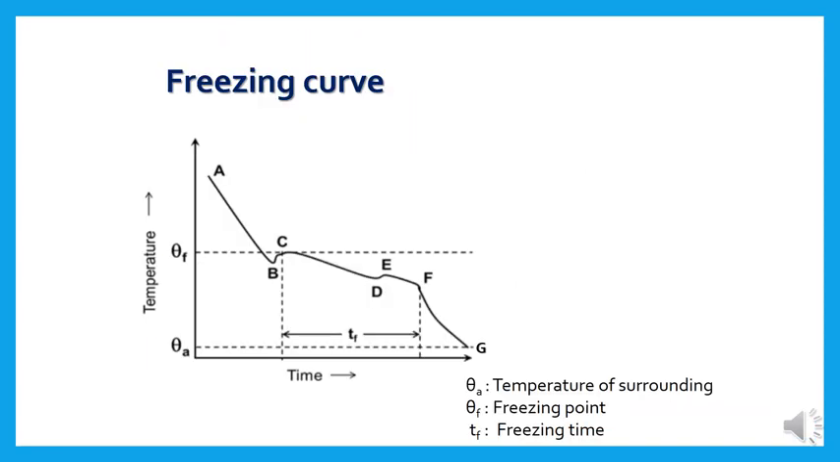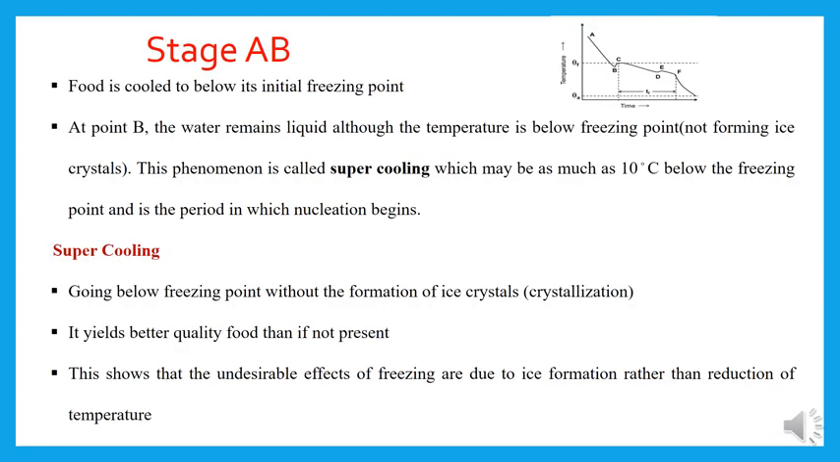So this is the freezing curve. Now we will study the different sections or different parts of the freezing curve. That is from section A to B, B to C, C to D, D to E, then E to F, and last F to G. So we are going to study the different sections section-wise. Let's move on to the first section, that is section A to B.